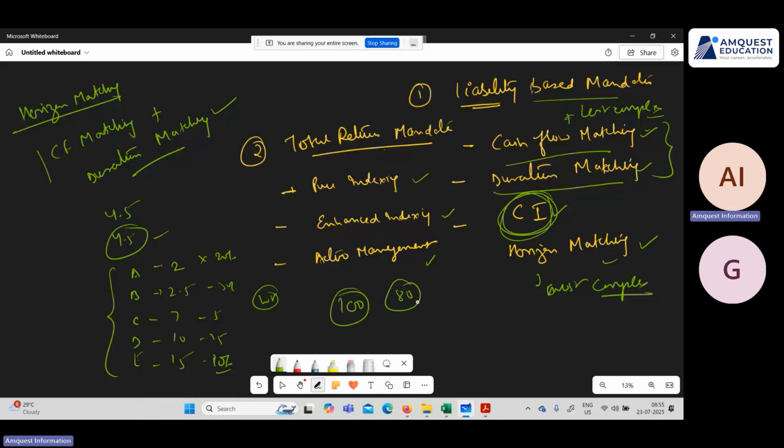While in terms of duration matching, it is the lowest. You know why? Because you can always play around. Why am I saying this? So the duration of a liability is, let's say, 3.